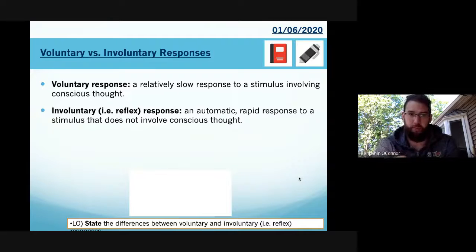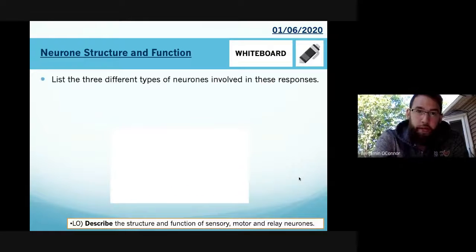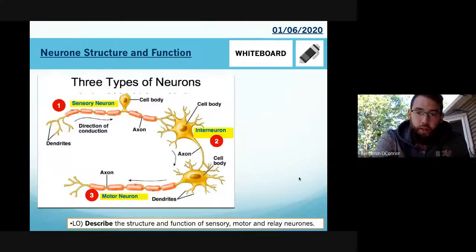So voluntary movement has conscious thought. Involuntary movement, you don't think, you do. Hopefully we can make a connection with that. We don't need to make an example of each. So I'll list these.